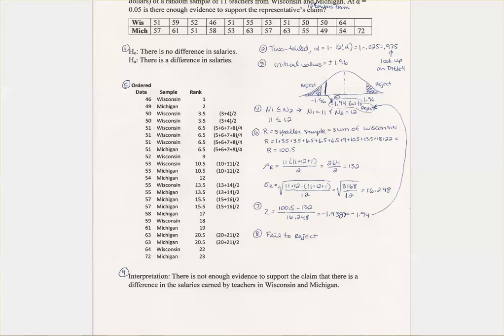Because R is the smaller sample, what we need to do is find the sum of the ranks for Wisconsin, which is the smaller sample. So Wisconsin, we take all of these ranks. You can see we've got the 1, the 3.5, 3.5, 6.5. Oh, you know what I just realized? I'm missing a 3.5. R.